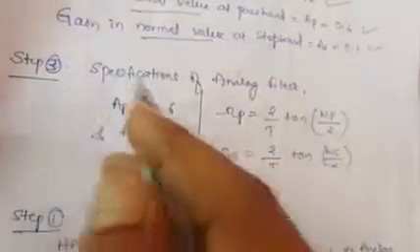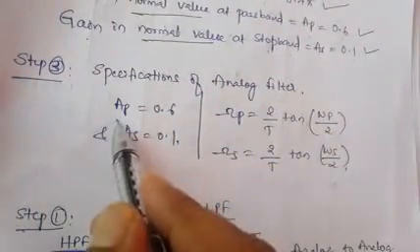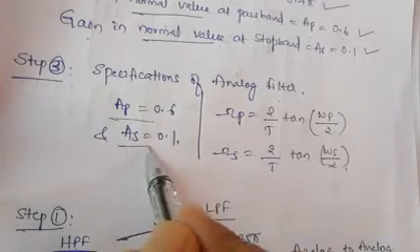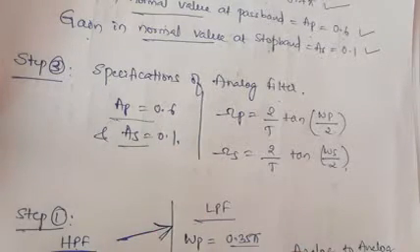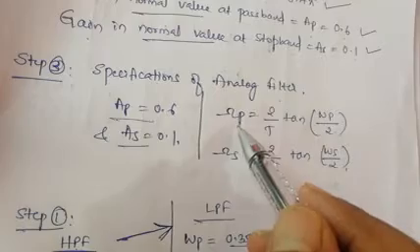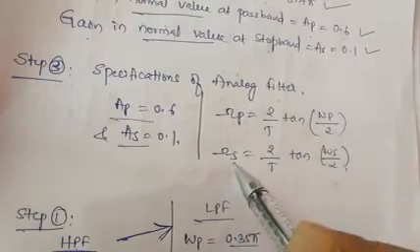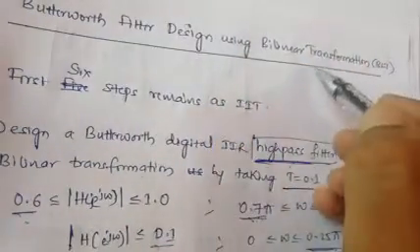The next step is specifications of the analog filter. Gain values remain the same, the pass band gain and stop band gain. These values remain the same. The only thing is that we have to calculate the frequency components, the pass band edge frequency and stop band edge frequency.